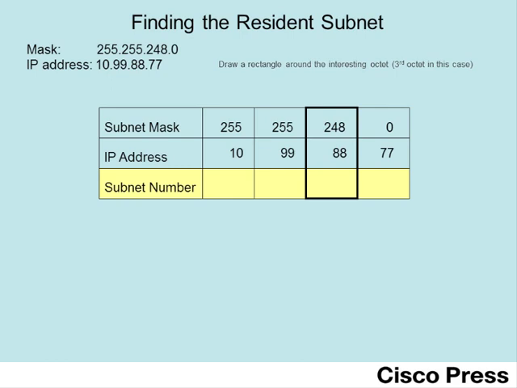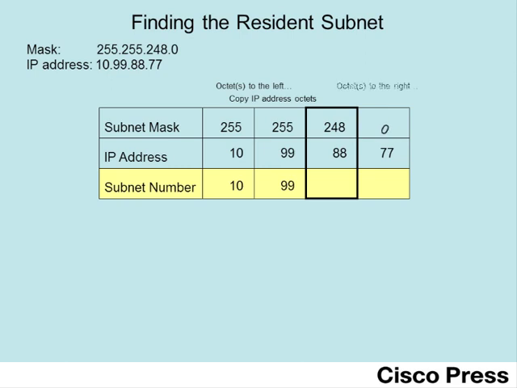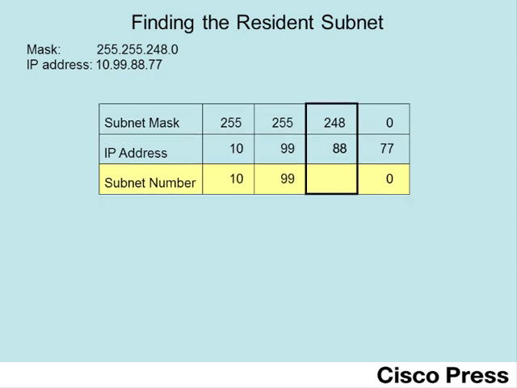Then we follow the two easier steps in the process to find the subnet number. For any octets to the left of the interesting octet, we simply copy the IP address down to the subnet number. Then for any octets to the right of the interesting octet, we write down a 0. So you can get 3 of the 4 octets pretty simply. Next, we'll do the work inside the interesting octet.